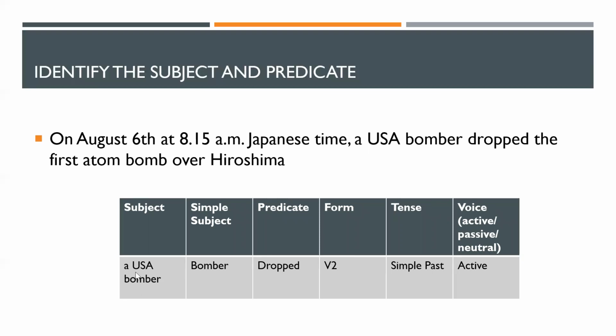So you have a USA bomber. The subject is a USA bomber, and the simple subject will be the last word, bomber, right? And then what happened next is the USA bomber dropped. So the predicate here is dropped. If we have dropped, the form is verb 2, right? If we have verb 2, it will be simple past tense. Because we have here verb 2 that stands alone, we have active.